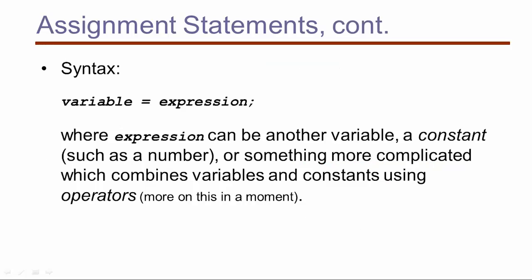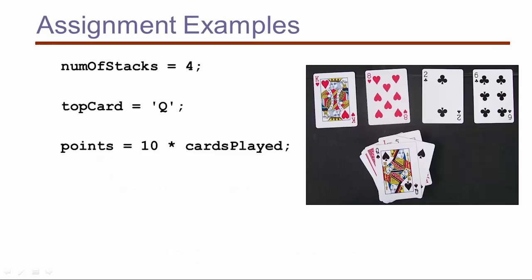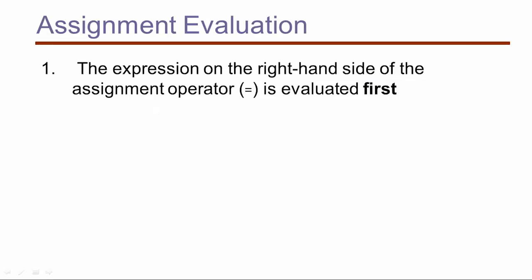The syntax of the assignment statement places the variable on the left, followed by the assignment operator, and then finally an expression that produces the value you wish to assign to the variable. We will learn more about expressions in a moment. Note that the variable to be given a new value is always on the left of the assignment operator, and the expression is on the right. Some simple examples include assigning the value 4 to the variable numOfStacks, or assigning the value of the character Q to the variable topCard, or assigning the value 10 times the value of cardsPlayed to the variable score.